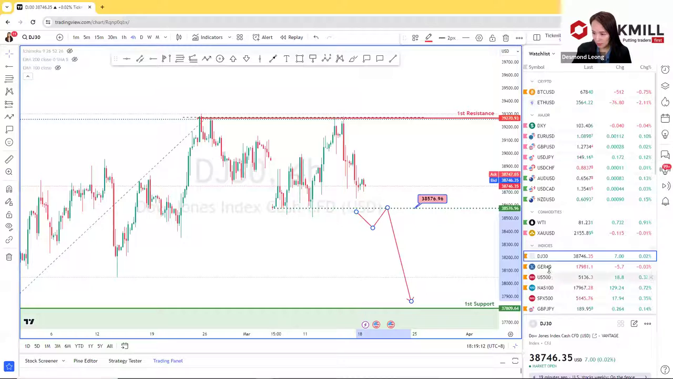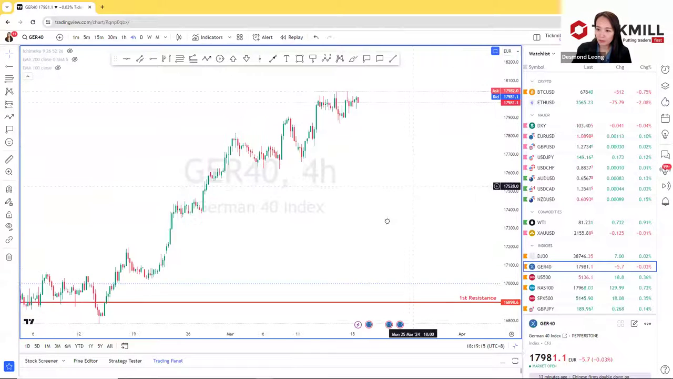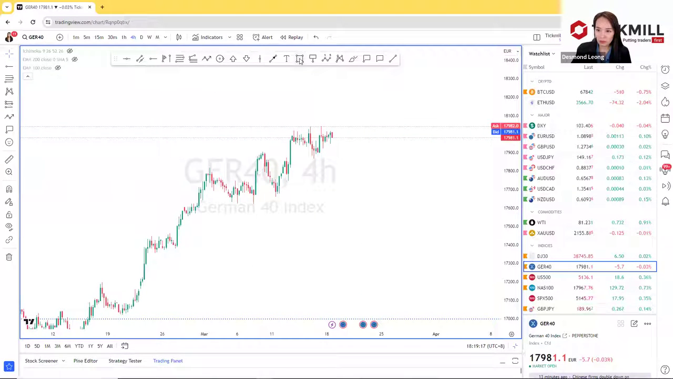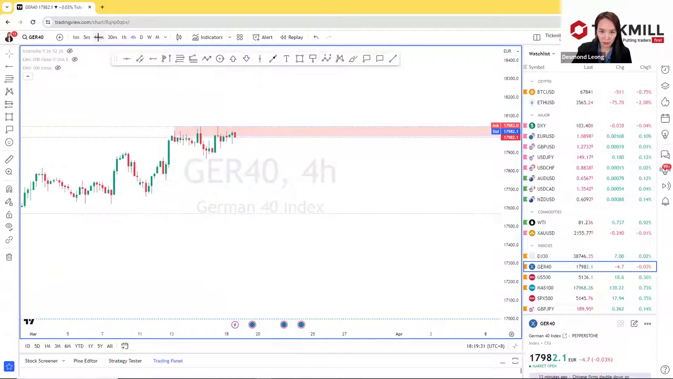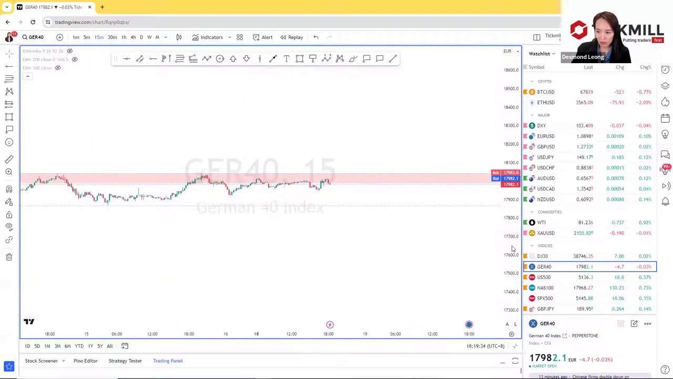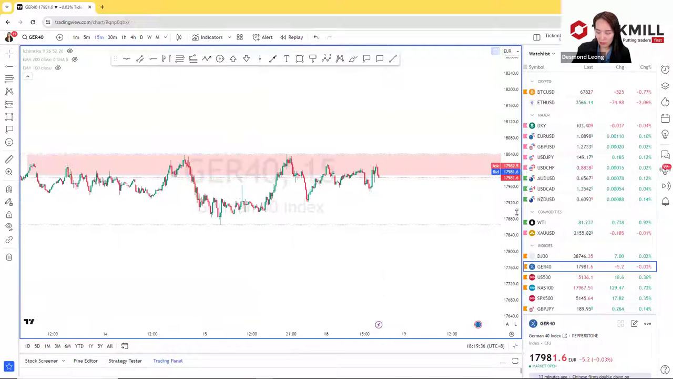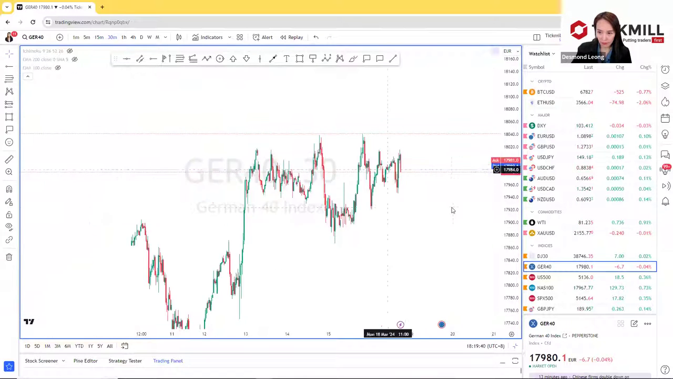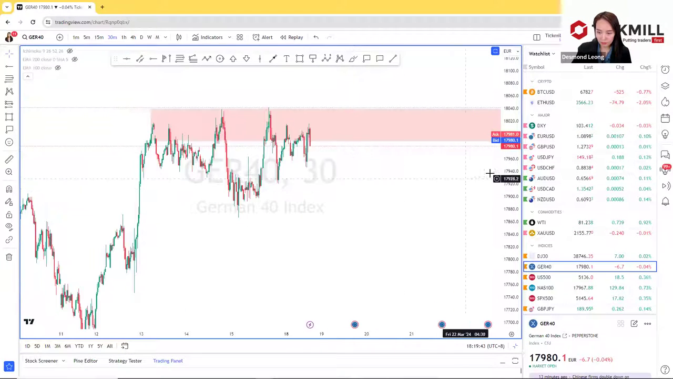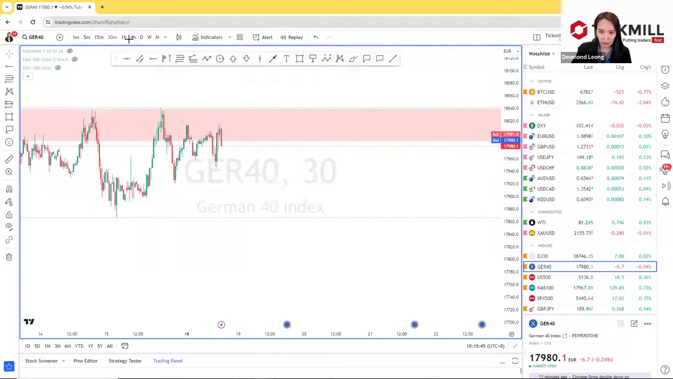Okay, right here, this one is a good zone for you to sell because this is a liquidity zone. Price action right here in H4, you can see that's why the price cannot go above in H4. You can go to the lower time frame in M15. You can see the price action also here. Price is just ranging right here. You can see it falling already.